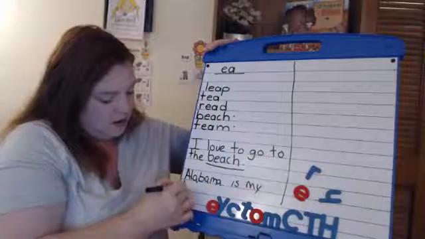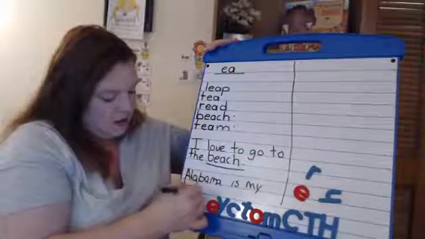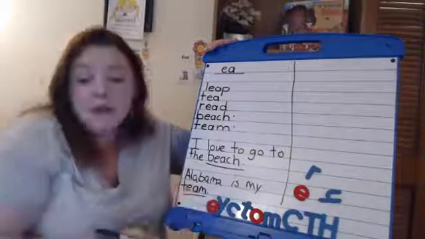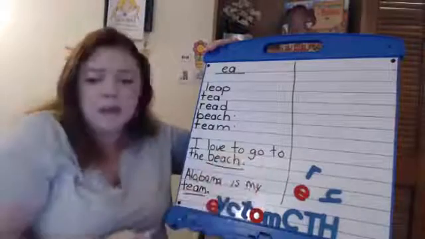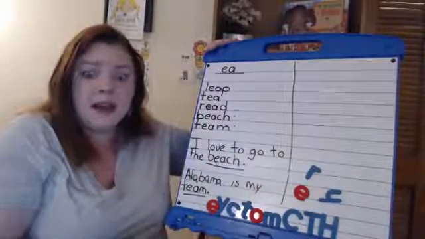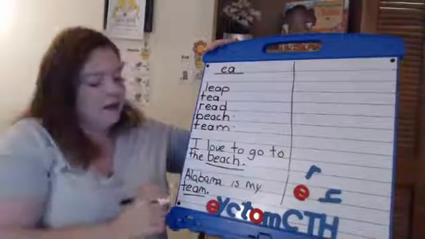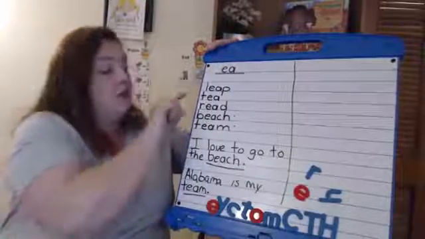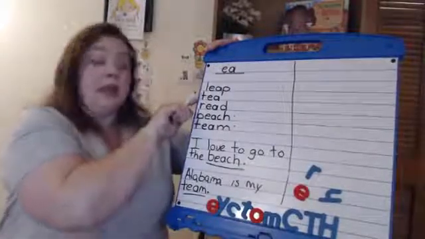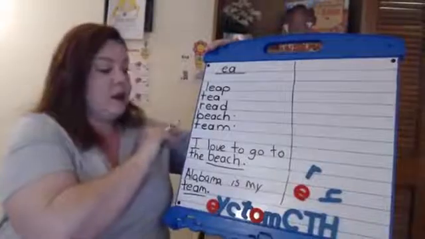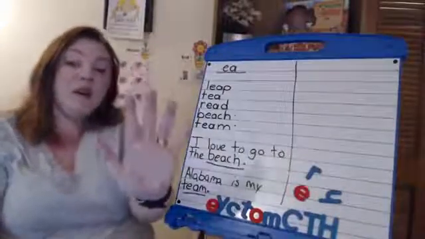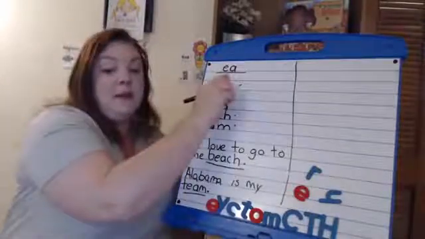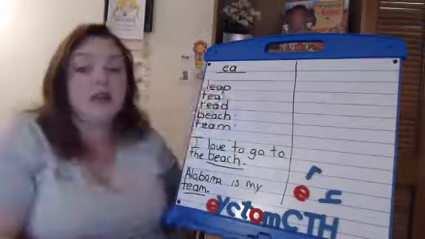Team. Your team may be Clemson. Your team may be the Steelers. Your team may be the Patriots. Your team may be South Carolina. Doesn't matter what your team is. You can write your sentence, and you don't have to use team. You can use tea. I like sweet tea. I can leap. I can read. And you're going to come up with 5 more words with the EA word family, or if you have vowel team, that you can write on your own.